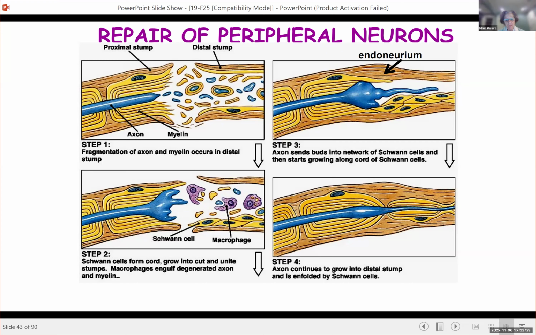And the repair and the growth of this proximal stump of the axon depends on the viability of the Schwann cells. So the Schwann cells, if they're viable, they start dividing and they form sort of a tunnel that allows and guides the axon from the proximal stump to grow. So here are the 4 steps. You have the destruction, you have the clearing, you have the formation of the tunnel by the Schwann cells that are dividing, talking about the periphery. And then the axon is repaired.